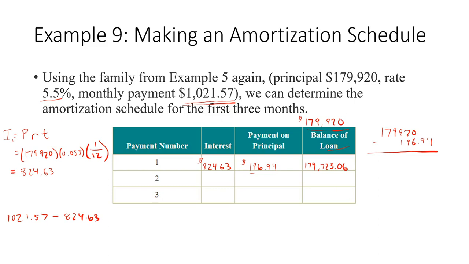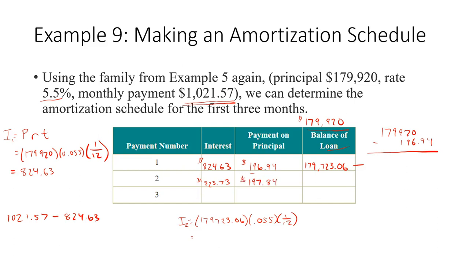For the next row, we're going to calculate the interest based on the current balance. So I2, now the principal 179,723.06 times 0.055 times 1 over 12. The interest here, 823.73. To find the payment on the principal, we then just take the monthly payment and subtract the interest, 1021.57 minus 823.73, and the amount paid on the principal, 197.84.